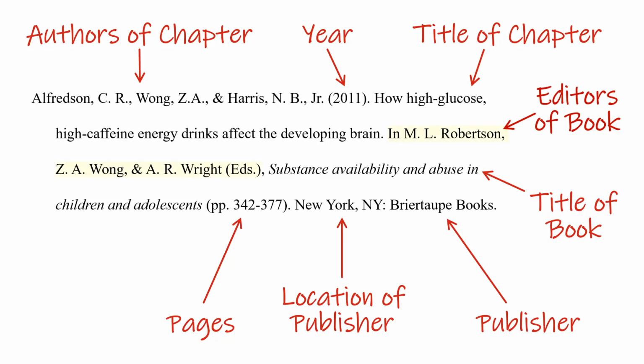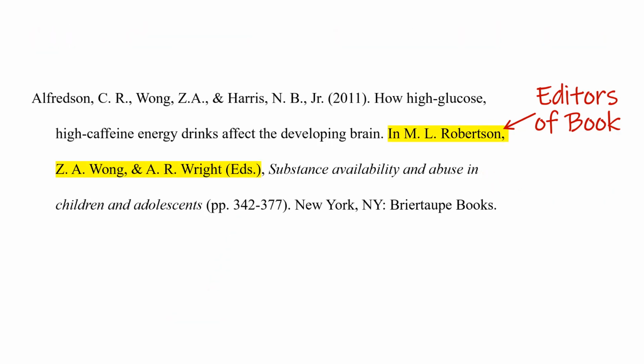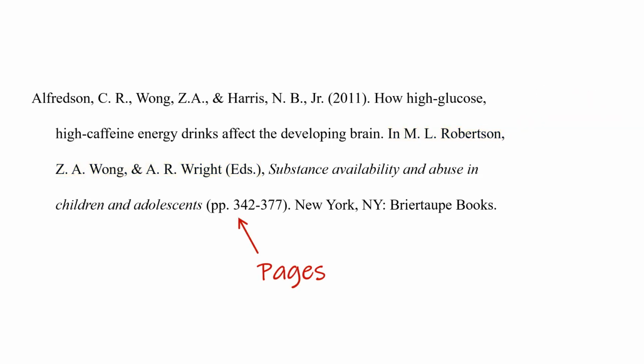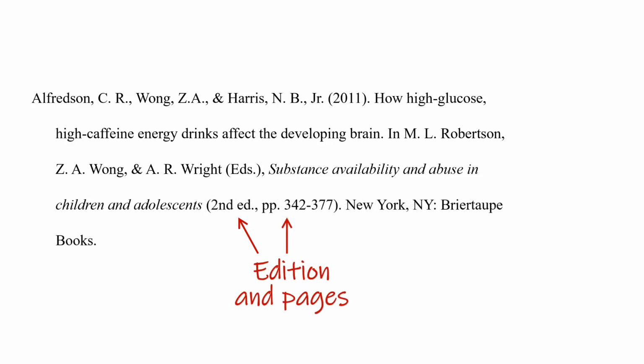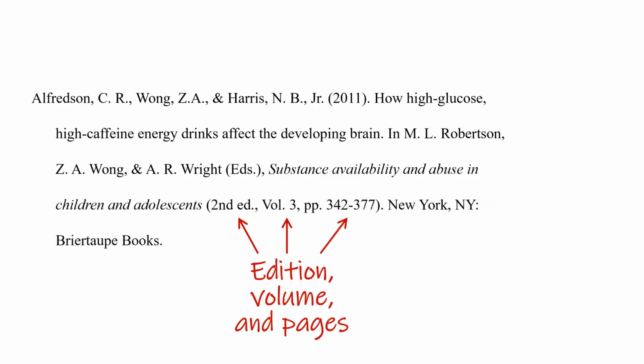One element that a lot of students get wrong is the part where you provide the names of the book's editors. You can see that the initials in an editor's name come before the editor's last name and not after the last name. This is the opposite of the way that we typically report initials. Whose idea was this? After the name of the book, provide the pages where the chapter appears. If the book is in its second or later edition, provide that information in the same section. And in those rare instances where there's a volume number, put it there as well.